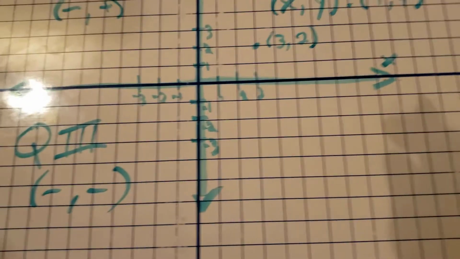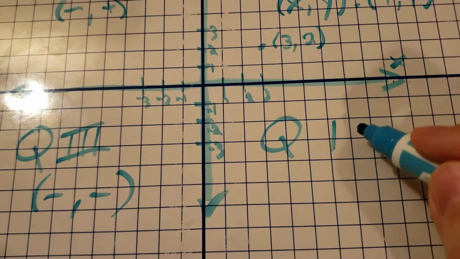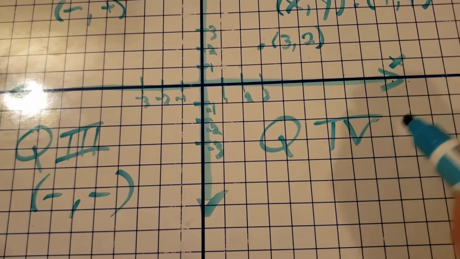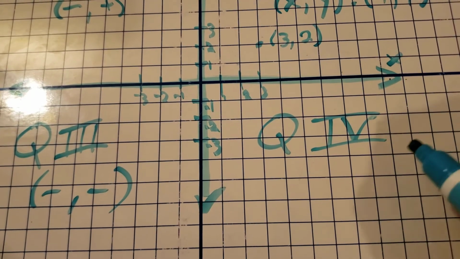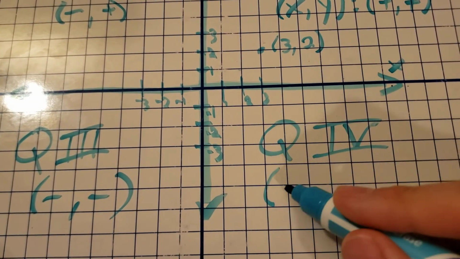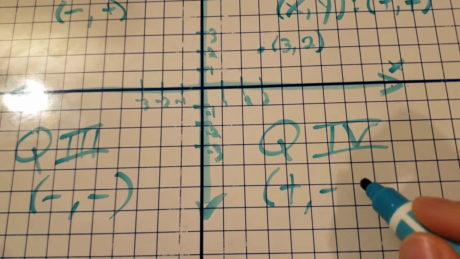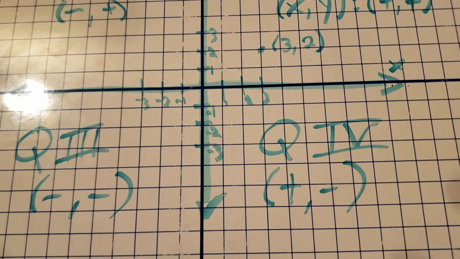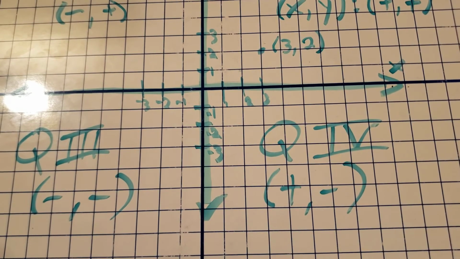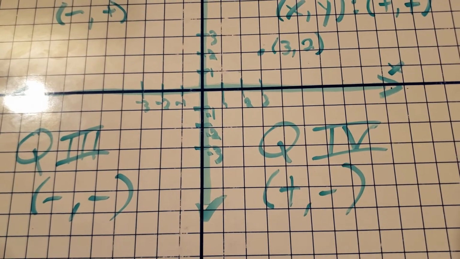And then finally quadrant 4. It's 1 before 5. So quadrant 4, we have positive X values, but negative Y values. Okay, so these 4 quadrants make up our coordinate grid.